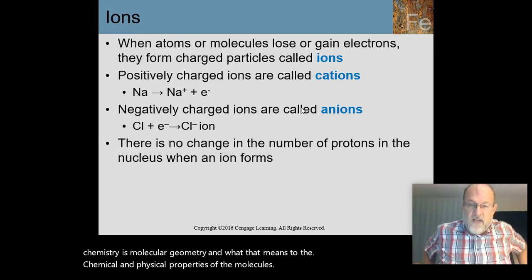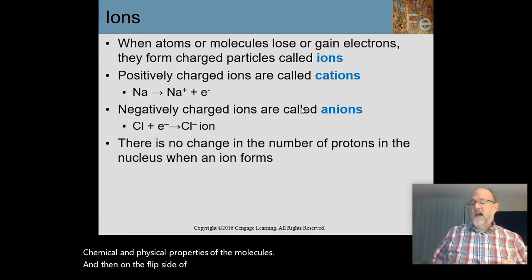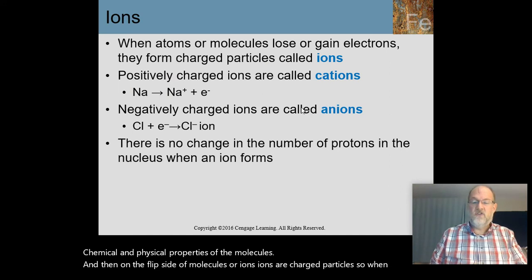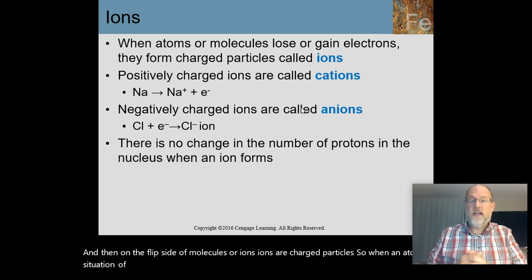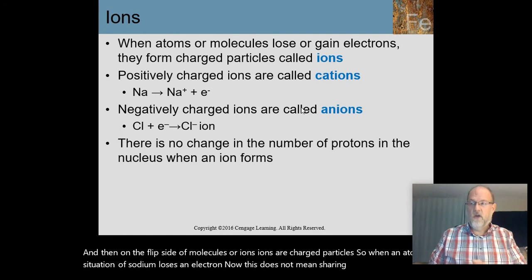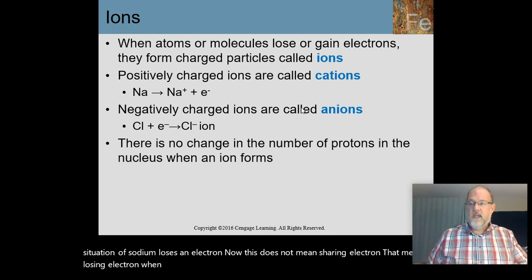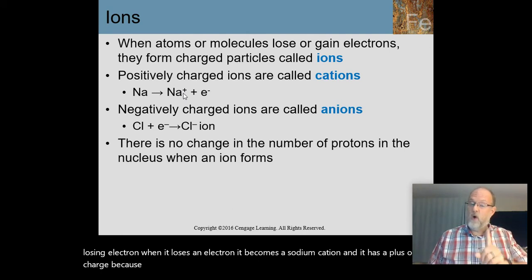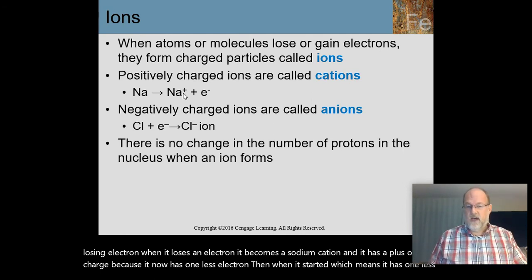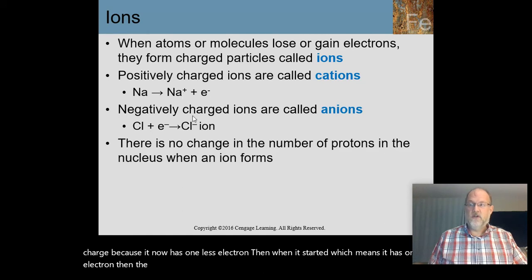And then on the flip side of molecules are ions. Ions are charged particles. So when an atom, in this situation sodium, loses an electron, now this does not mean sharing an electron, it means losing an electron. When it loses an electron, it becomes a sodium cation and it has a +1 charge because it now has 1 less electron than when it started, which means it has 1 less electron than the protons. So it has a +1 charge.